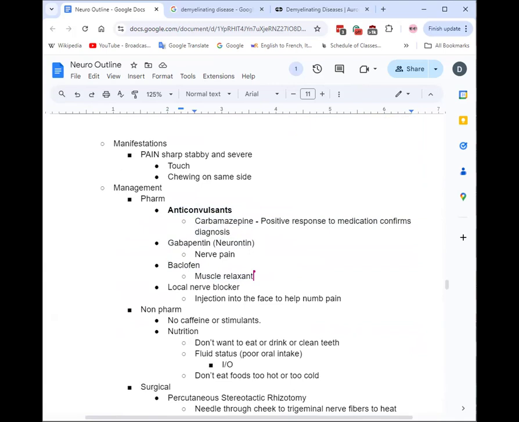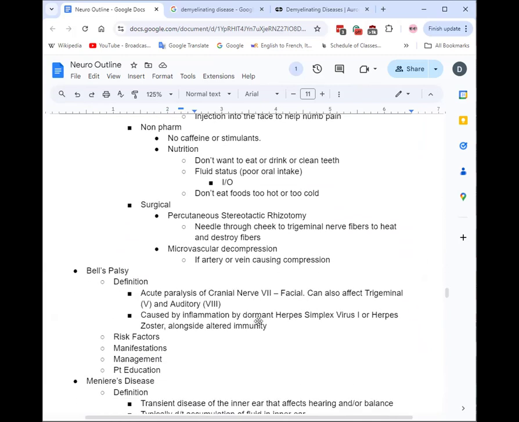Yeah, I think that's pretty much that. That pretty much covers what you really needed to know. So on to Bell's palsy.